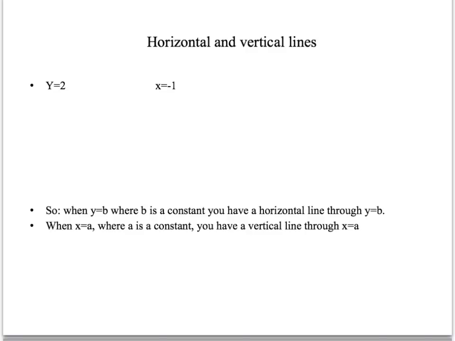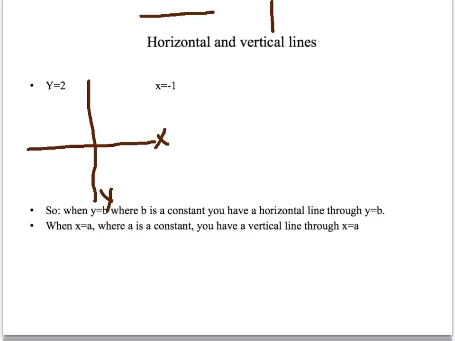Okay. The last thing I want to talk about are horizontal and vertical lines. Horizontal line, vertical line. So when y equals 2, y always, ooh, that's a bad axis. Y always equals 2. So this is x, this is y. Where does y equal 2? 1, 2, right there. So I'm going to have a horizontal line that goes through y equals 2.